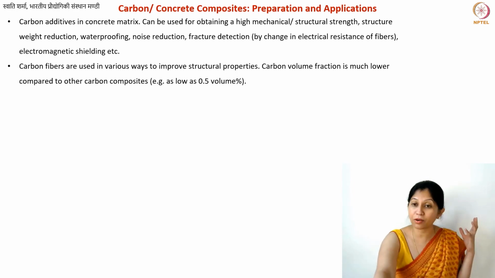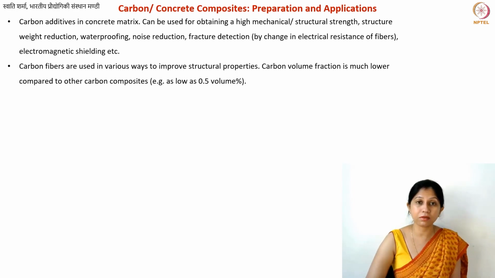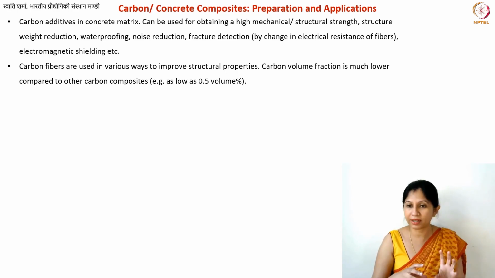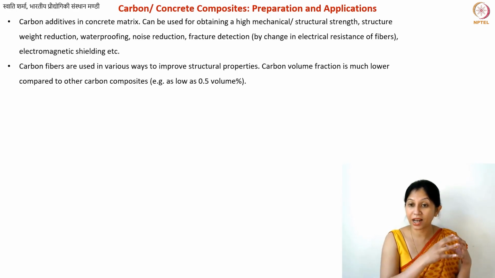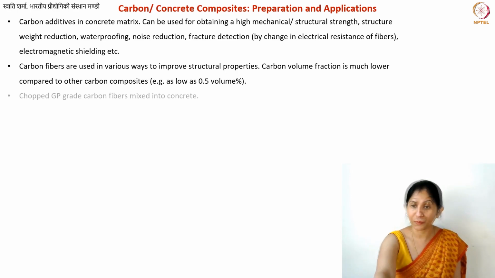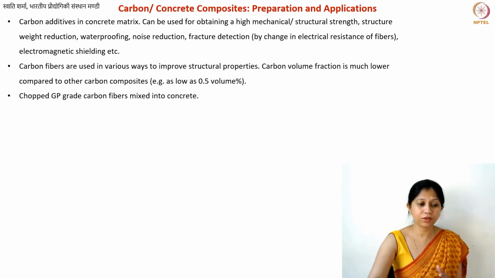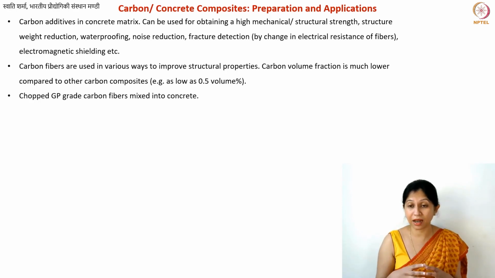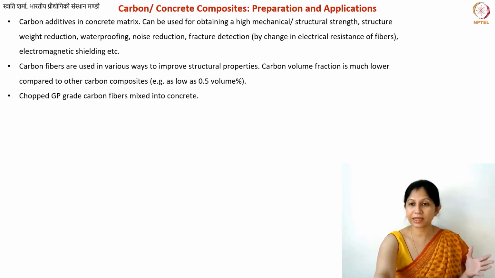So you will even use volume fractions as low as 0.5%. So we were talking about 50-60%. Now here we go down to even 0.5 volume percent. Of course 0.5 is more on the lower side. You will have 2%, 3%, 5% also. But of course, compared to other carbon-based composites, this value is pretty low. So you will mostly use the general purpose grade carbon fibers, because you don't really care much for the very high Young's modulus or even very high tensile strength. So you will rather go for general purpose carbon fibers. Okay, so you can mix them into small, chopped pieces or short fibers inside your concrete.